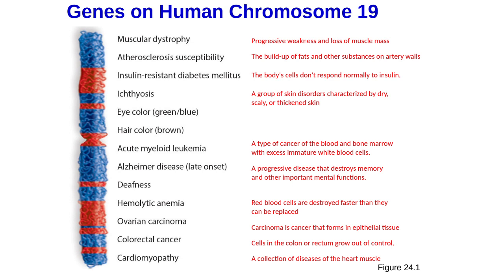Susceptibility. This is a buildup of fats and other substances in the artery walls. It leads to atherosclerosis, which literally means hardening of the arteries. Next up, we have insulin-resistant diabetes mellitus. In this case, we have body cells that don't respond normally to insulin.